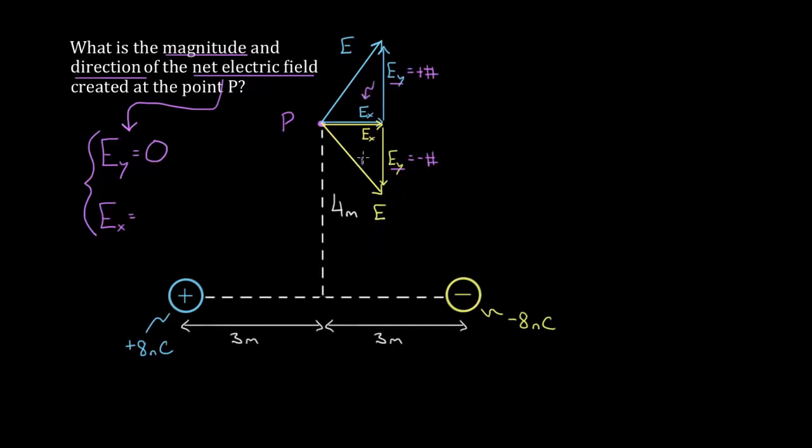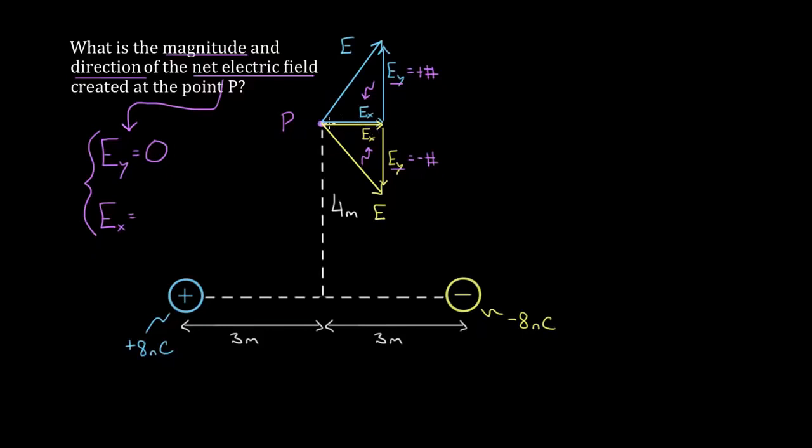These will not cancel. How come these don't cancel? Because they're both pointing to the right. If one was pointing right and the other was left, then the horizontal components would cancel. But that's not what happens here. These components combine to form a total component in the x direction that's larger than either one of them.